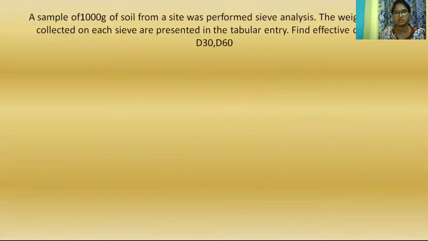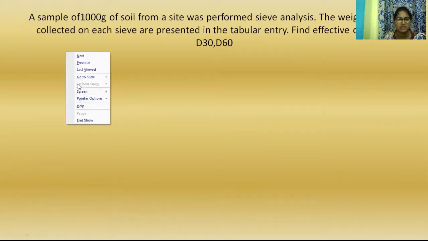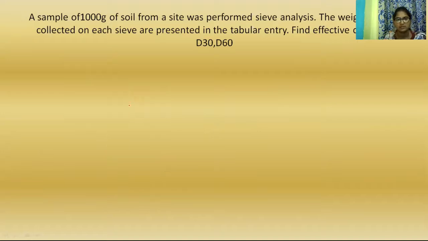Today we are going to discuss grain size analysis, a sieve analysis related problem. A sample of 1000 grams of soil from a site was subjected to sieve analysis. The weight of soil collected on each sieve is presented in the tabular entry. Find the effective diameters D30 and D60.